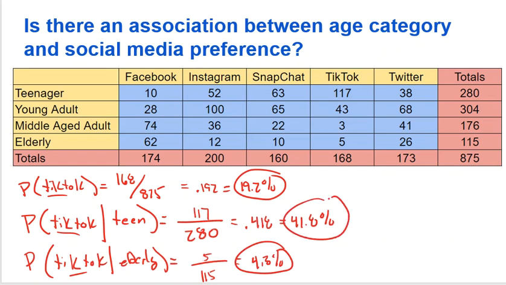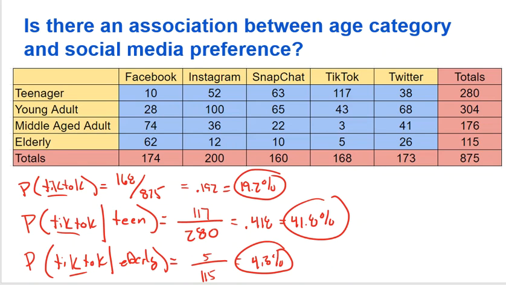Okay, so pretty obvious here, right? Of all people, 19.2% use TikTok. But of the teenagers, it skyrockets up to 41.8%. If you're elderly, it goes down to 4.3%. Clearly, there is an association. Age category definitely impacts your social media. Do I have to check out the others? Honestly, no. I have proven my point that there is definitely an association going on here. You can continue on and look. Facebook is going to be more used by the elderly, less by teenagers. But again, you don't have to go through all the data to answer the question. Once you kind of get a beat that something is going to answer your question, run with it.